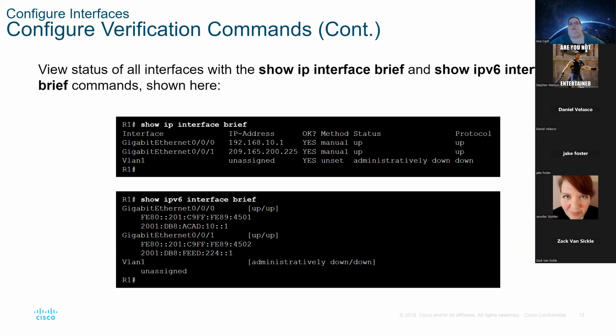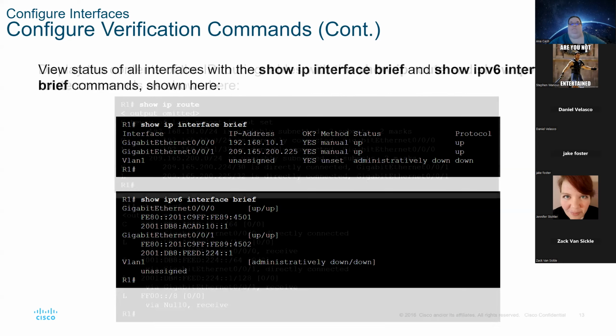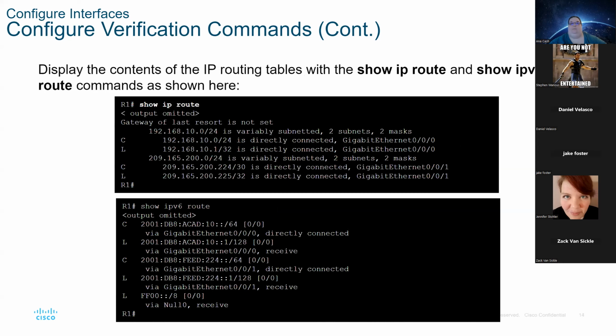Okay, view status of all interfaces with the show ip interface brief and show ipv6 interface brief, and you can see those both there, and you can see that there's obviously going to be a difference between the IPv4 and IPv6. IPv4 is on top, IPv6 is on bottom. Display the contents of the IP routing tables with the show ip route and show ipv6 route commands. So the top one again is IPv4, bottom one IPv6, and that's what those commands will show you.